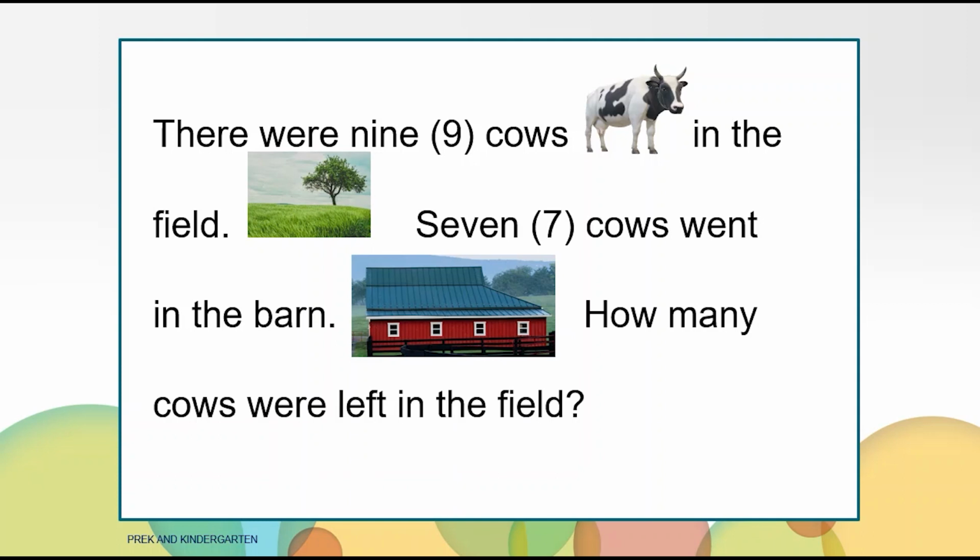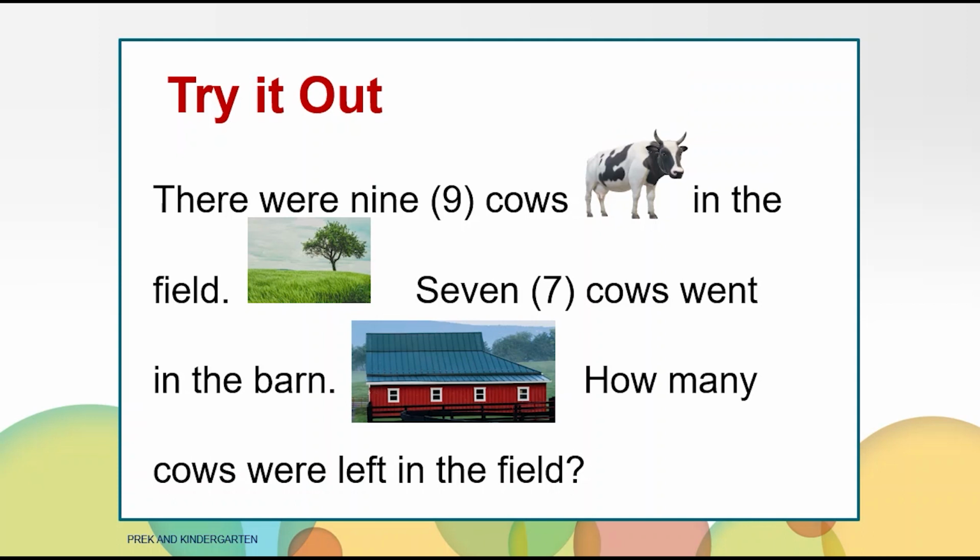Continue to picture the story in your mind. There were 9 cows in the field. 7 cows went in the barn. How many cows were left in the field? What new information did we find out? We have a question. We get to figure out how many cows were left in the field.